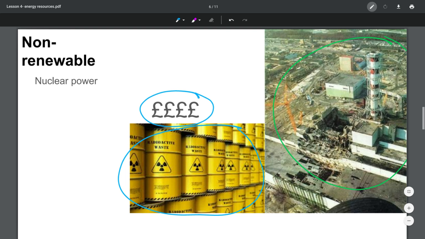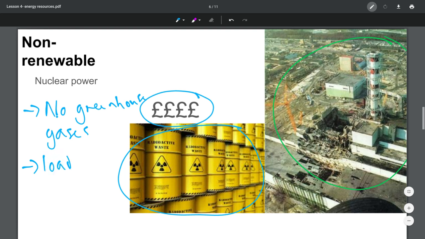So some good things though, we don't get any greenhouse gases. So it doesn't contribute in any way to global warming or acid rain, which is really helpful. And you get loads of energy from not very much uranium. So it's really efficient in that sense.